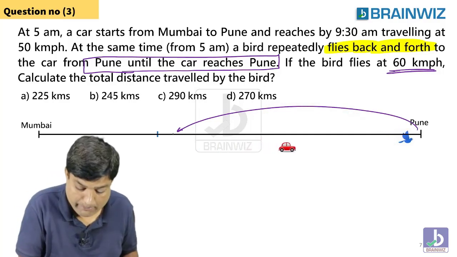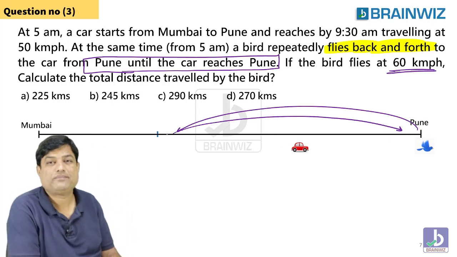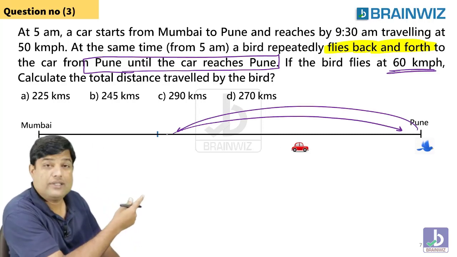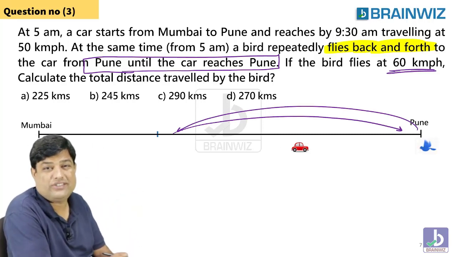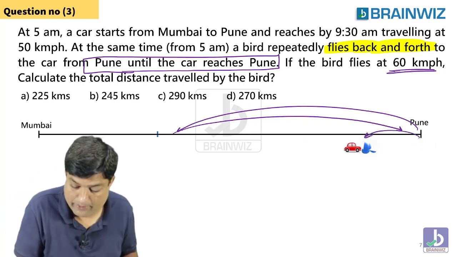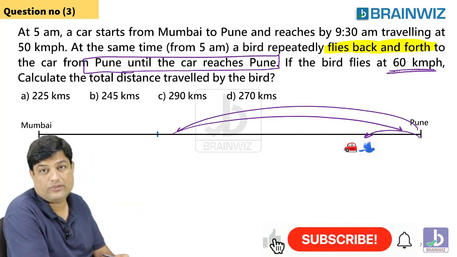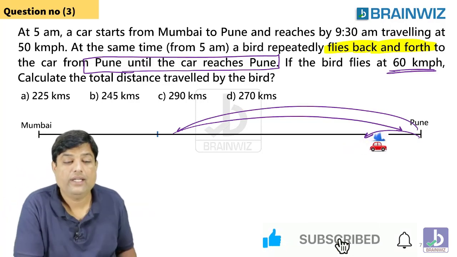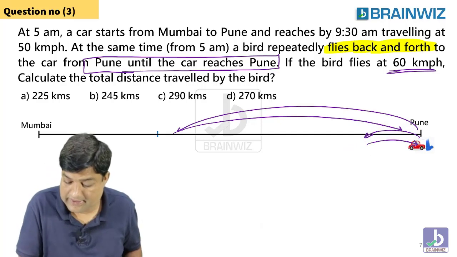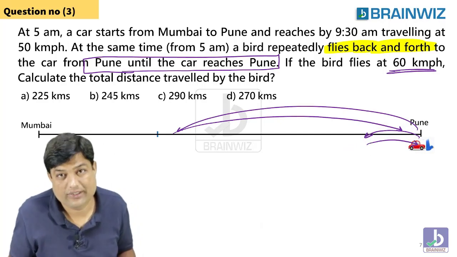When the bird is going back to its place, the car has also traveled a certain distance. Again, the bird comes towards the car, and when the bird travels back to the car, they will meet somewhere, guys. Again, the bird goes back. This is what we call back and forth. So what is the distance traveled by the bird in the entire journey?